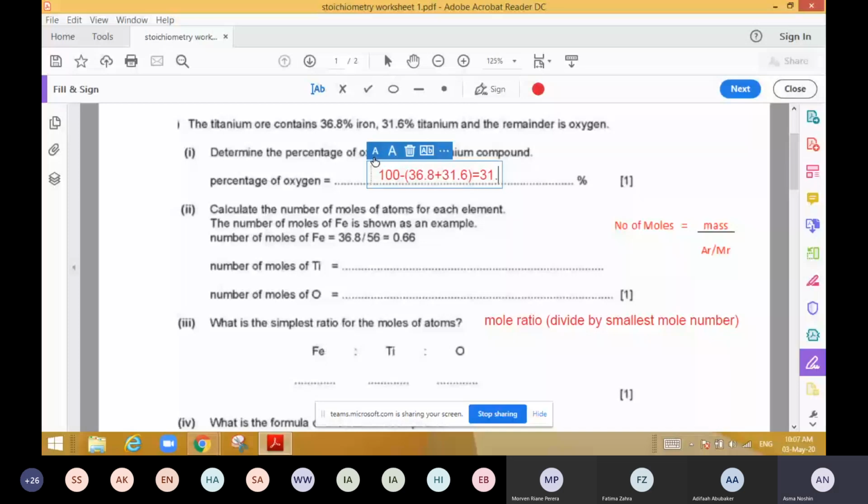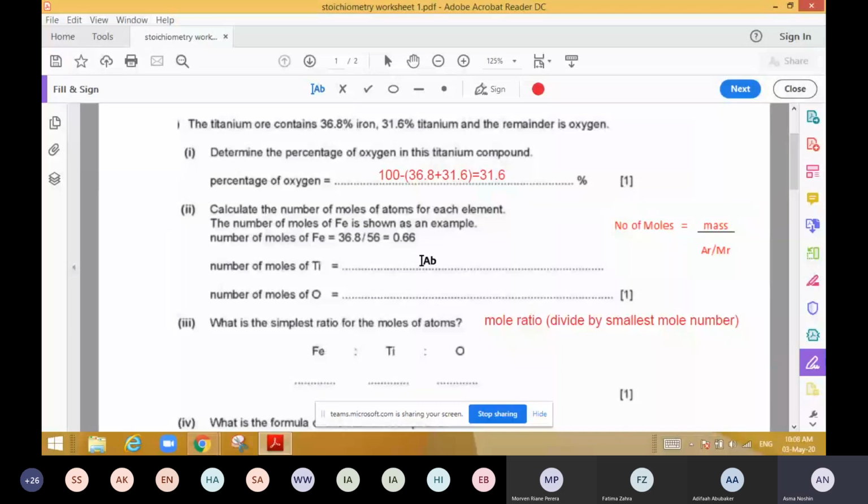Okay, so you will get 31.6%. Okay, now second step. See, number of moles. What was the second step? We have the percentage with us. Now we have to find the number of moles for each separately.